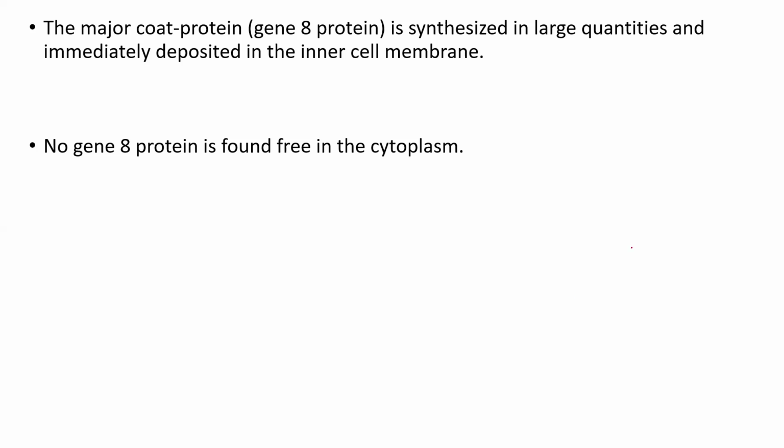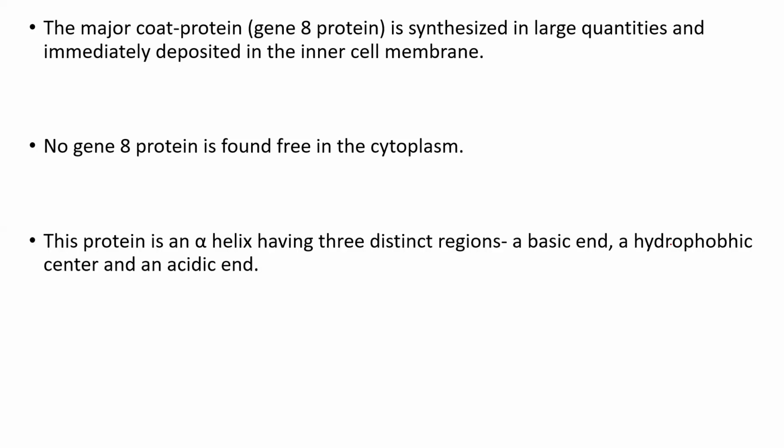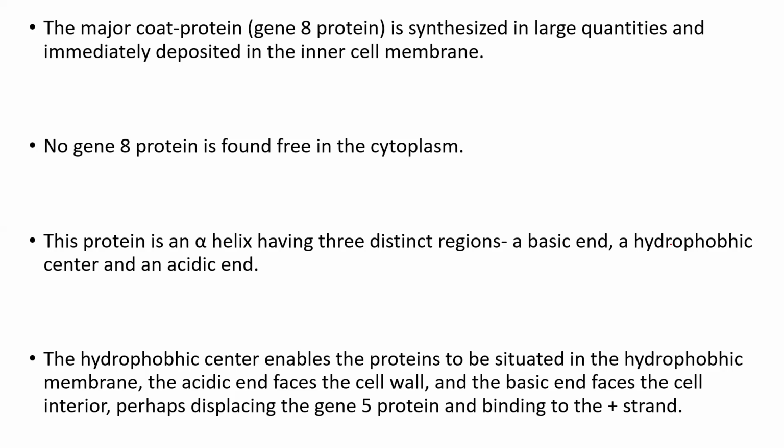It is found only in the inner cell membrane, and it's an alpha helix protein having 3 distinct regions, a basic end, a hydrophobic center, and an acidic end. The hydrophobic center of the protein enables the protein to be situated in the cell membrane, which is hydrophobic. The acidic end of the protein faces the cell wall outside, and the basic end faces the cell interior. And once the pre-assembly complex approaches this P8, perhaps this P8 will displace the P5 or the gene 5 protein, which is coating the DNA, and this P8 will coat the plus strand, and assembly has begun.